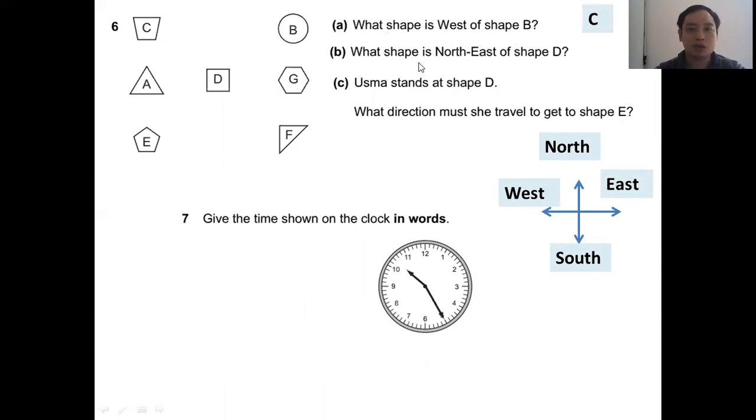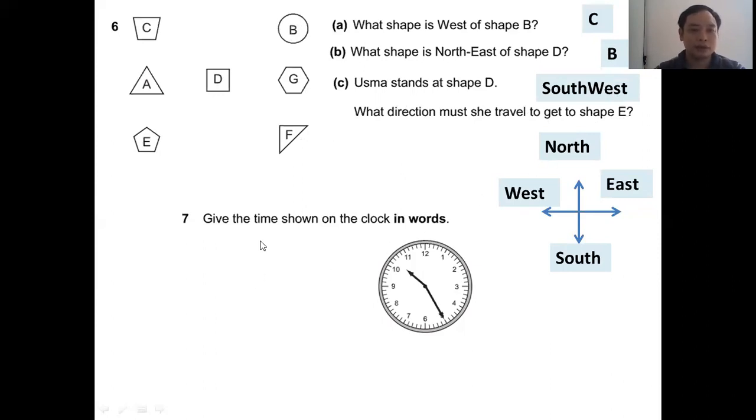B. What shape is northeast of shape D? So shape D is here, north here, east is here. So the shape will be B. C. What direction must you travel from D to get to shape E? So to get to shape E, we have to go south and go west. So the answer will be southwest.